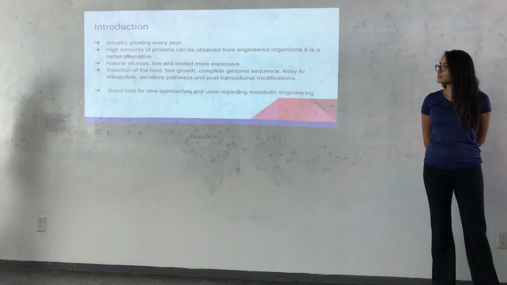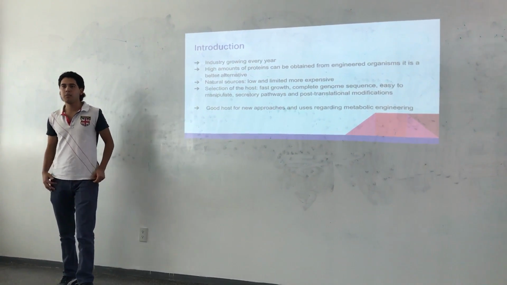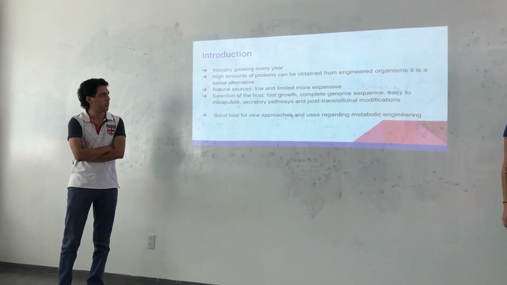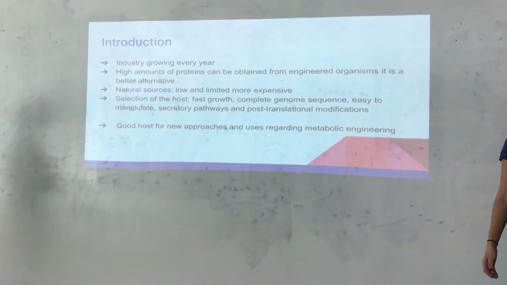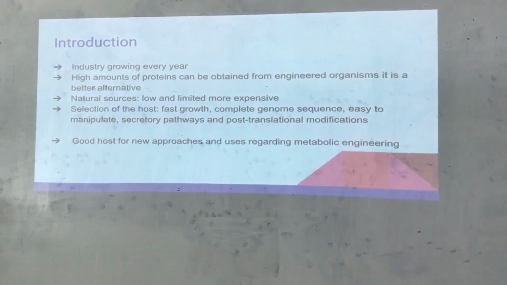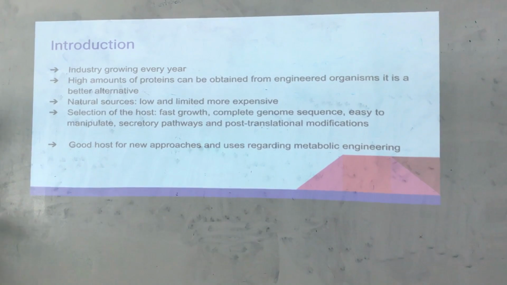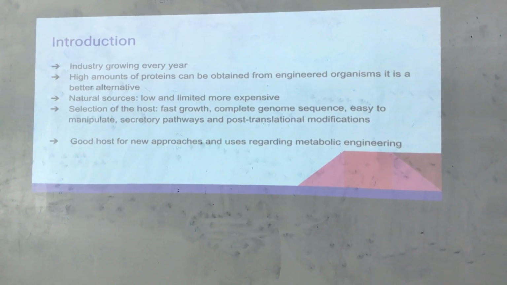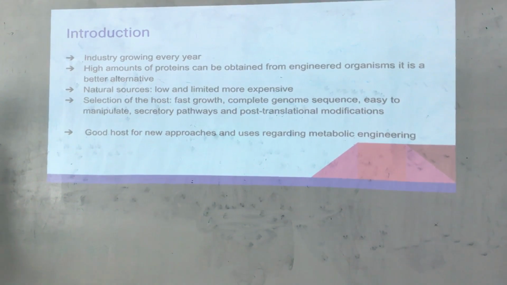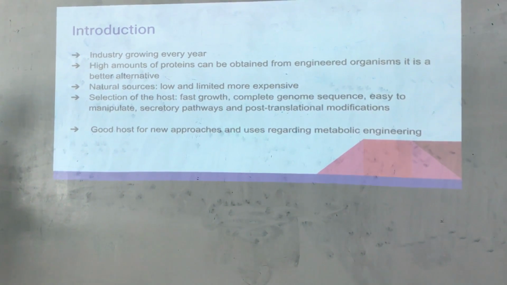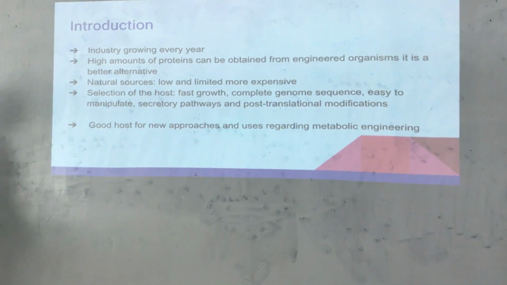The production of recombinant proteins is an industry that is growing every year, and high amounts of proteins can be obtained from engineered organisms. They are a better alternative than natural sources, because often these sources provide limited and low concentrations of the product, and obtaining it is more expensive. It is important to take into account the selection of the host. In this case, it is Saccharomyces cerevisiae, and it presents many advantages over other organisms.